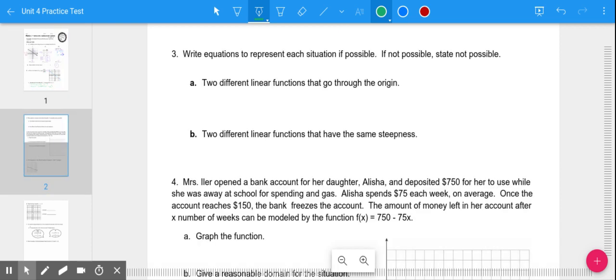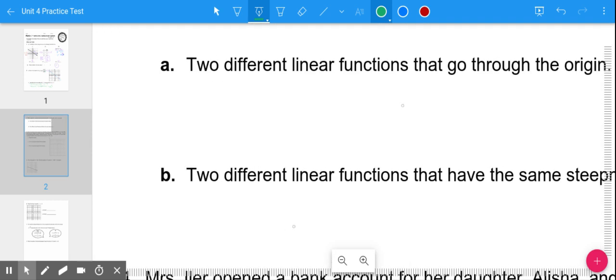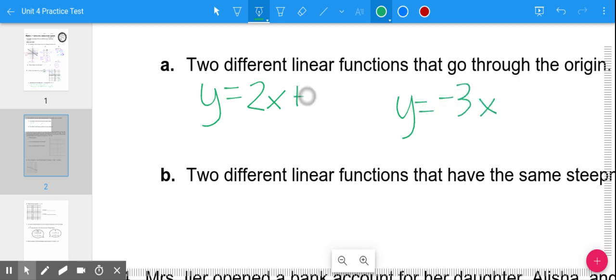Okay, on to the next page. First problem, it says write equations to represent each situation if possible. If not possible, state not possible. For A and B, there can be multiple options, so keep that in mind. The first one says 2 different linear functions that go through the origin. If they go through the origin, your y-intercept will be 0. So these 2 equations just need to have different slopes. So an example, I could have y equals 2x and y equals -3x. Since my y-intercept is 0, this would just be plus 0, or you don't have to have anything on it at all. Your slopes just have to be different.